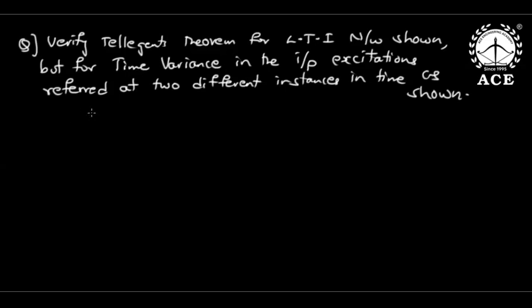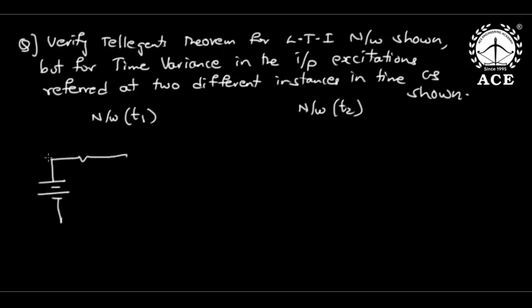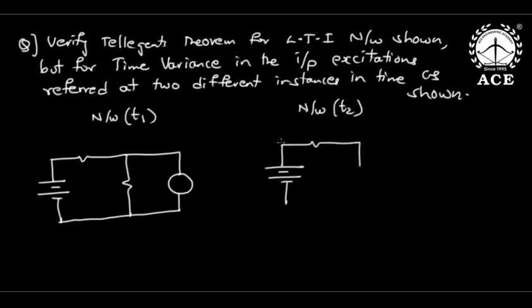So this is the network at time t1, and this is the network at time t2. It's the same network, sir. The network is the same, but I'm referring to it at two different instances. Let us see what things are changing here. The network property is linear time invariant, but the excitations are changing, which I gave you as the third point in the note of this theorem, which I will read again.